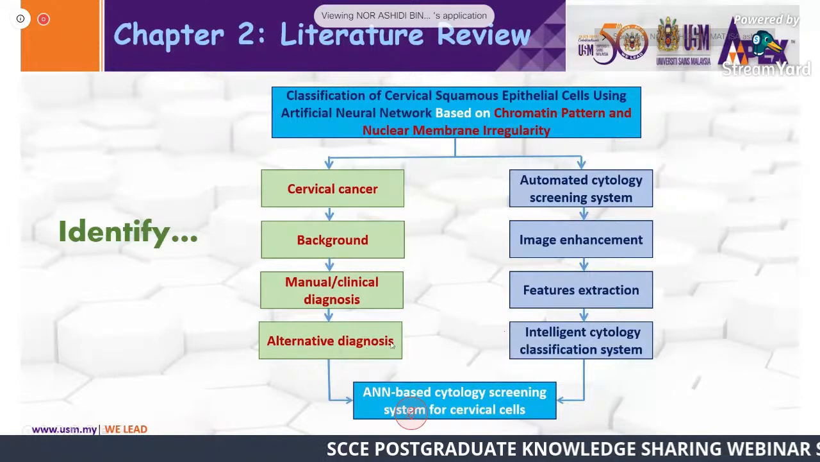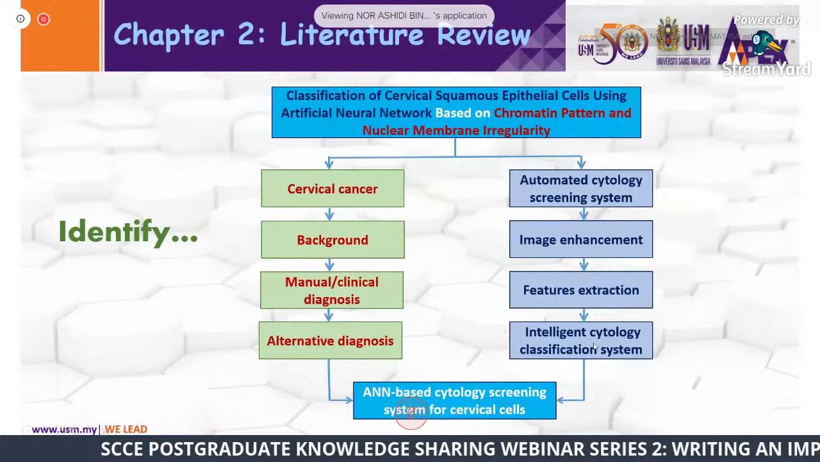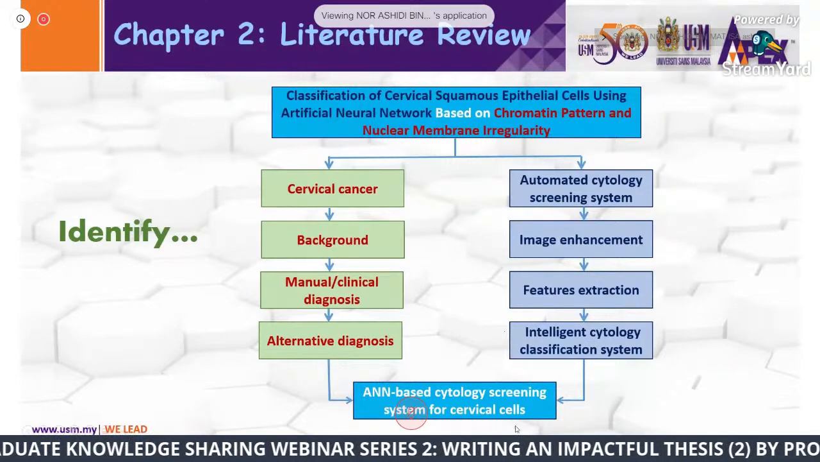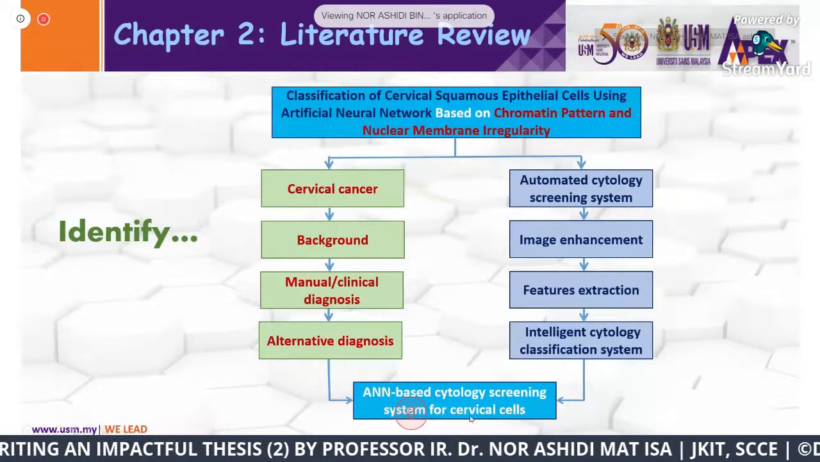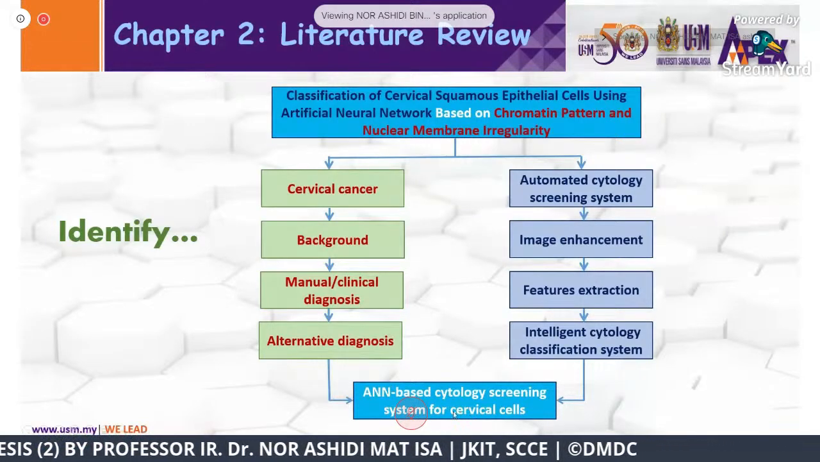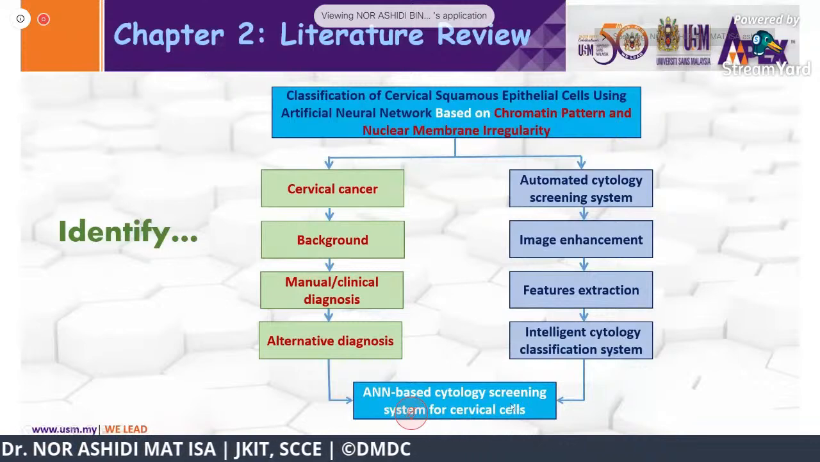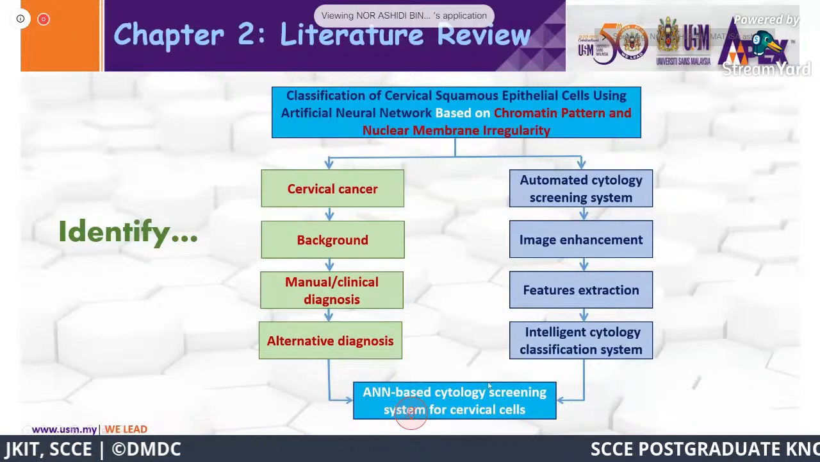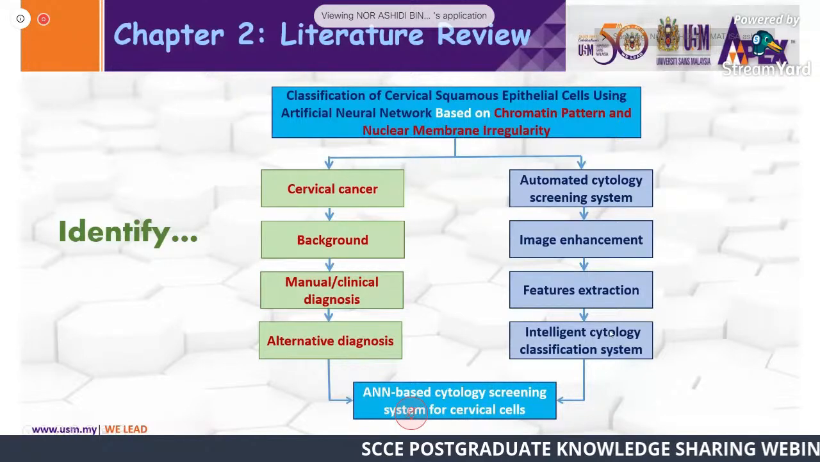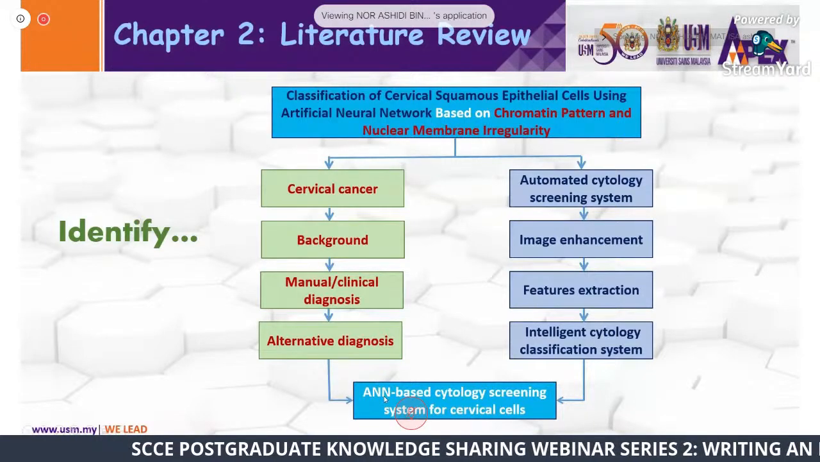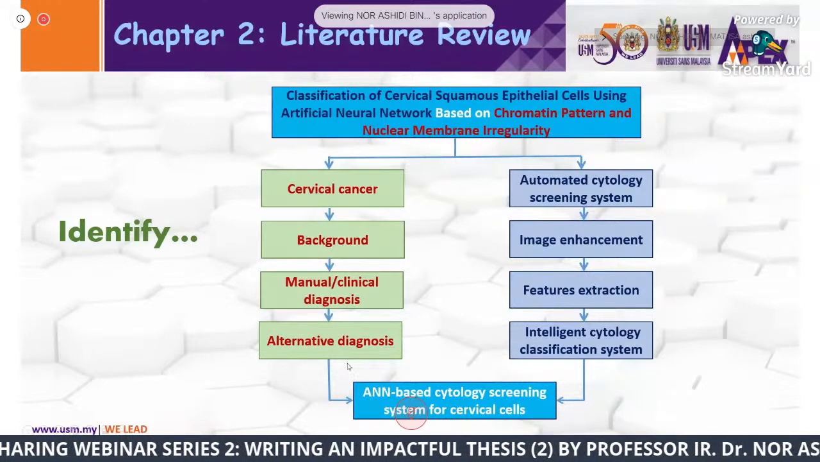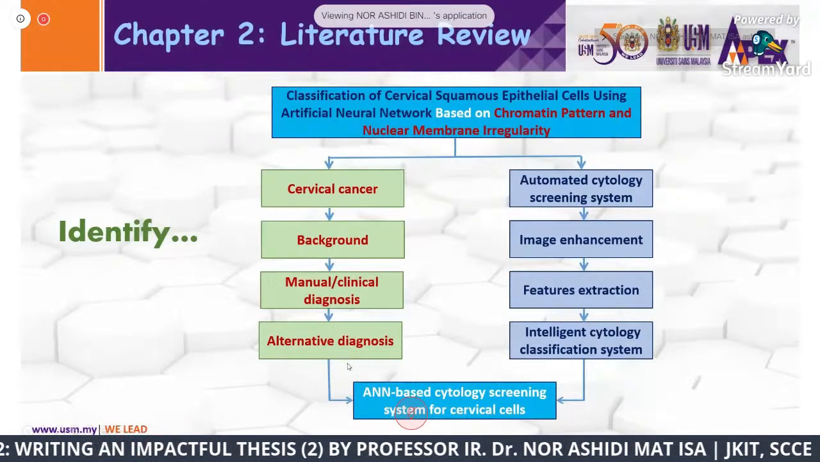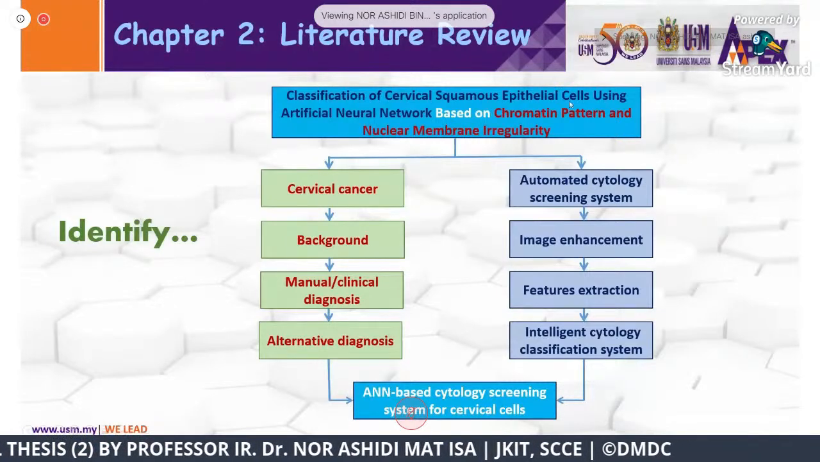Now I combine these two. I have the problem here, and I have the problem here. I combine these two, and then I come out with my own ANN-based cytology screening system for cervical cancer. Since I know the problems, I try to enhance the screening system for cervical cancer, and I also try to enhance the ANN-based system. I combine them to be applied to cervical cells.